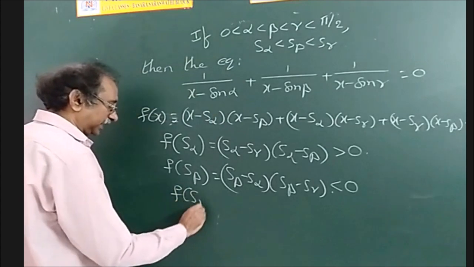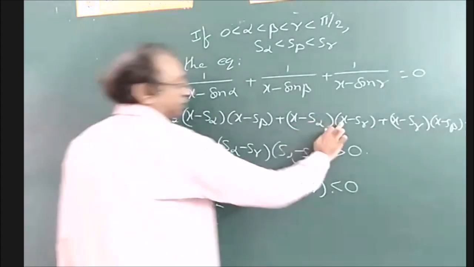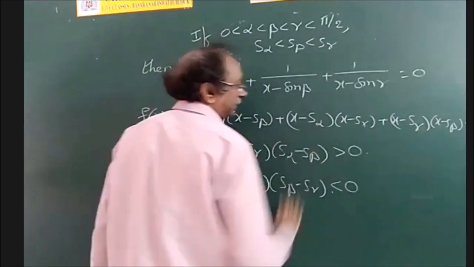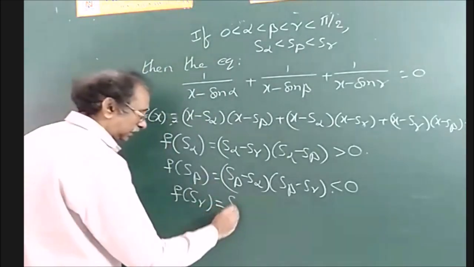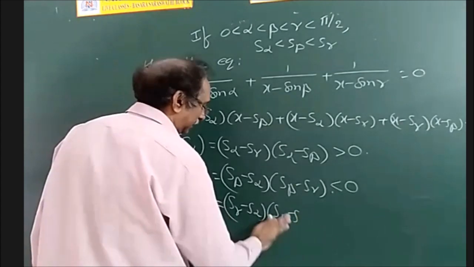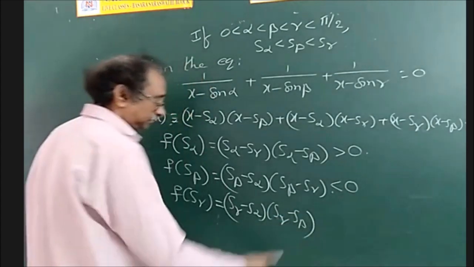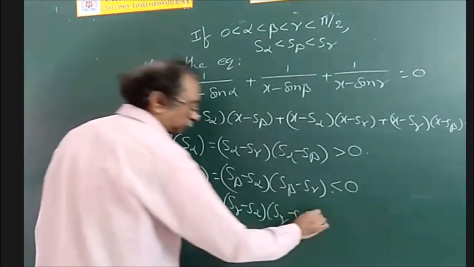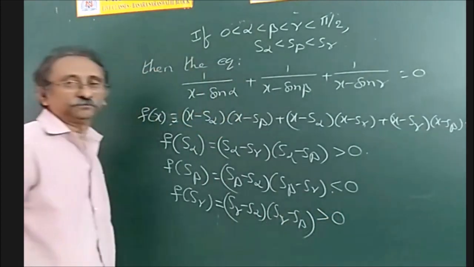And f of sine gamma. Sine gamma minus sine gamma is 0. But here, sine gamma minus sine alpha into sine gamma minus sine beta. This is positive and this is also positive, so it is greater than 0.